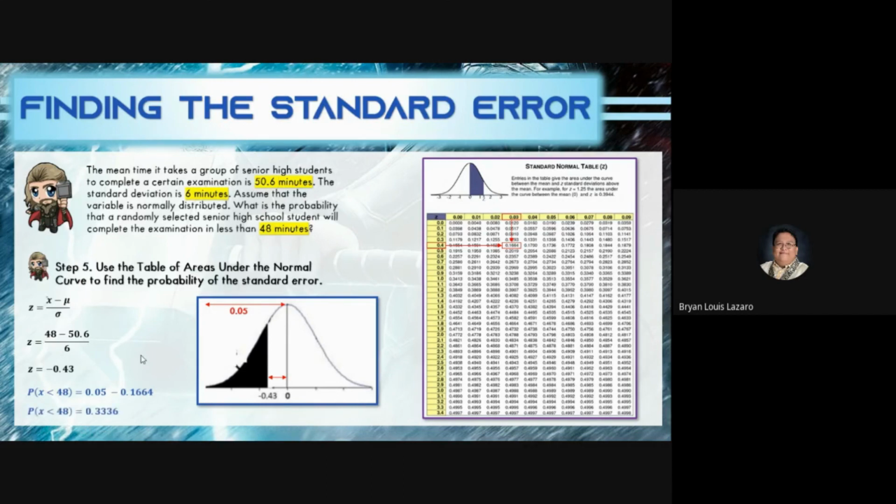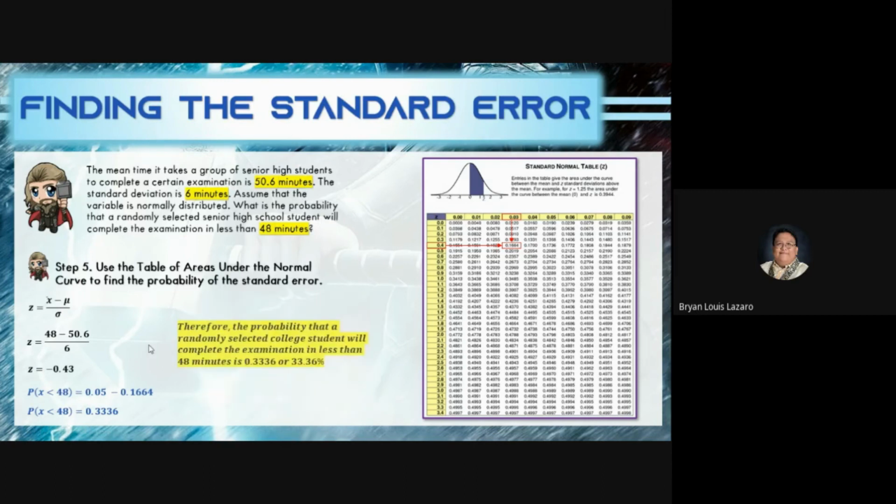Okay po. So since it's 0.1664, we're just going to subtract it. Okay po. And we'll get the answer. It's 0.5. Please, if you're copying the notes, please change it. No, nagkabaliktad lang po. Kaya po, ang sagot dyan ay 0.3336. Therefore, that shaded area that we're looking for is 0.3336. Or, the probability that a randomly selected college student will complete the examination in less than 48 minutes is 0.3336 or 33.36%.